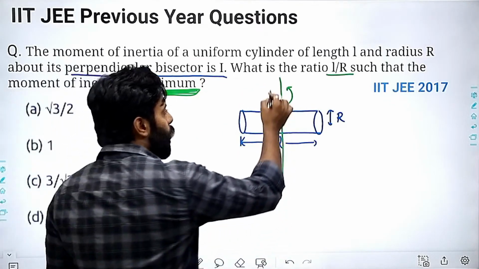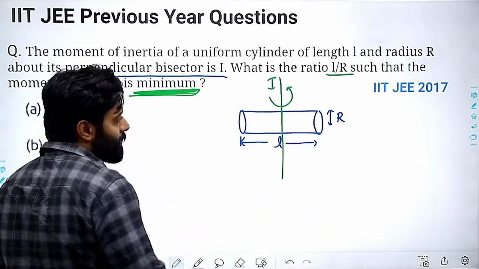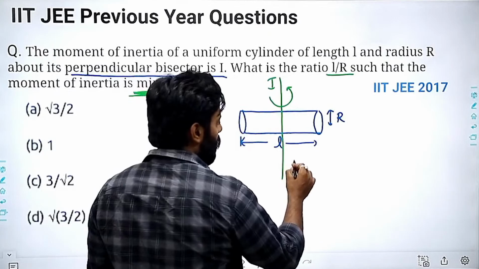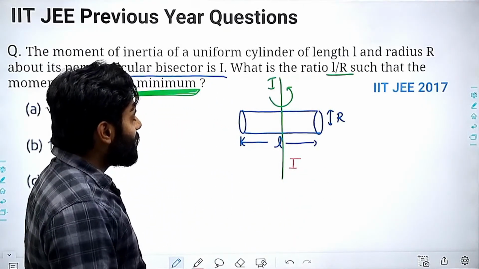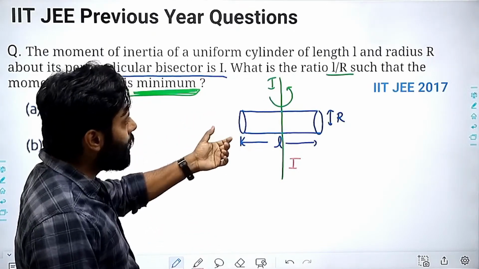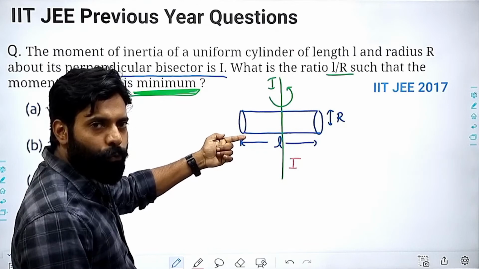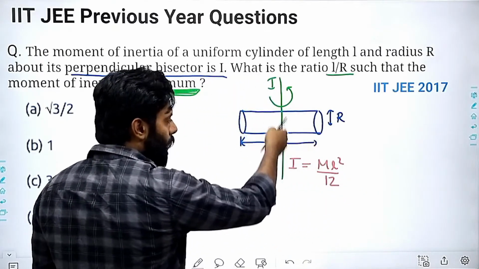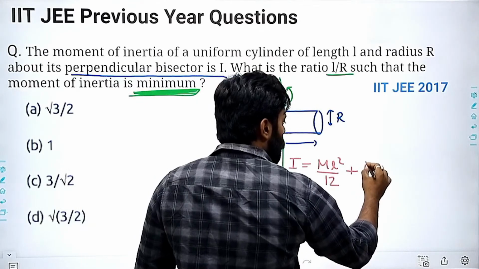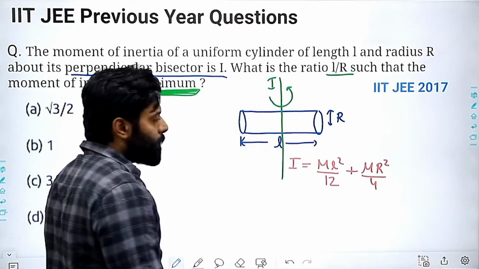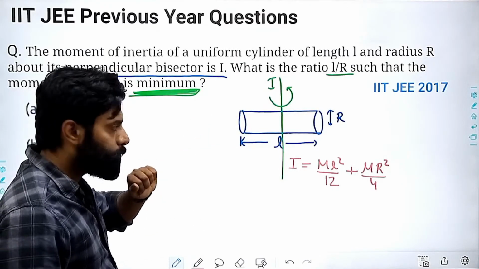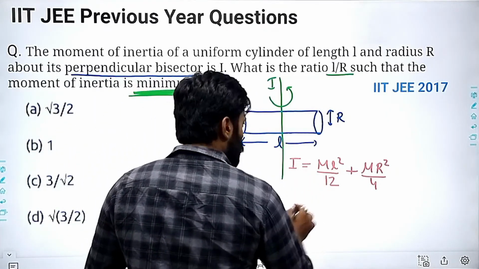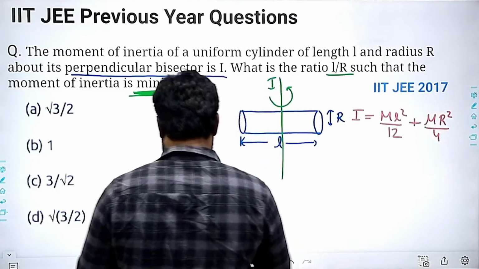For solving this type of question, first we need to find the moment of inertia about this perpendicular axis. I can think of this solid cylinder in the form of a rod. It is basically a combination of rod and disc. So I can write that the moment of inertia will be ml square by 12 plus mr square by 4. So this is my moment of inertia about this axis, and I need to minimize this. I can take common here. There is some calculation, I'll be solving this for you.